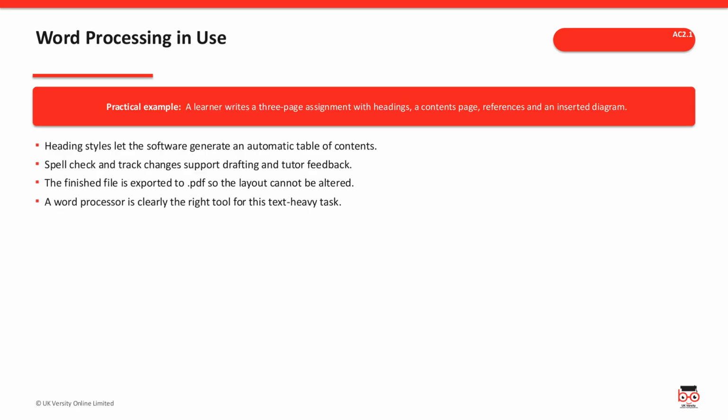Picture a learner writing a 3-page assignment with headings, a contents page, references, and a diagram dropped in. Because they've used heading styles, the software can generate an automatic table of contents, and spell check plus track changes support both drafting and tutor feedback. When it's finished, they export it to .pdf so the layout can't shift around. For a text-heavy job like that, a word processor is clearly the right call.